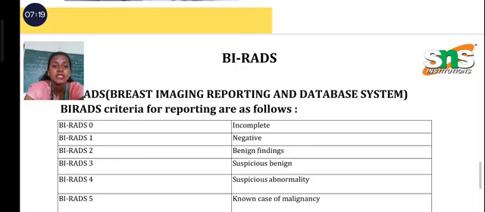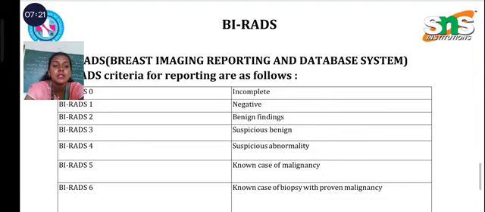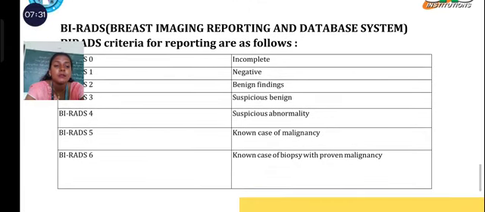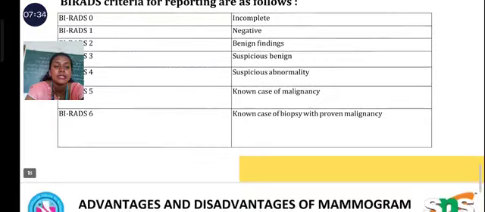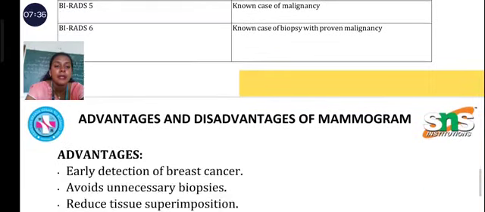BIRADS 3 is probably benign. BIRADS 4 is suspicious abnormality. BIRADS 5 is highly suggestive of malignancy. BIRADS 6 is a known case of biopsy-proven malignancy. So these are the stages of BIRADS.